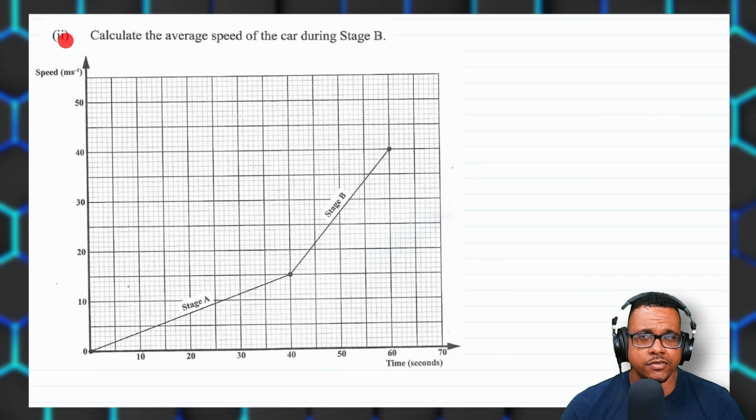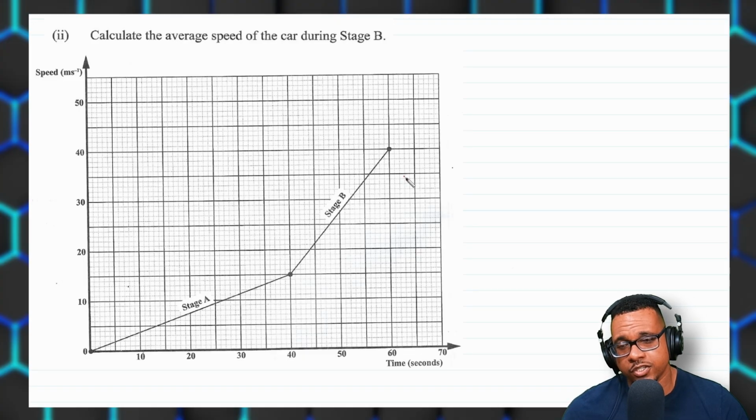So now for part 2 of this question, they want us to calculate the average speed of the car during stage B. So this is stage B here. Now you know average speed will be the total distance over time taken. The time taken is easy because we can read off, we stop at 60 seconds and stage B started at 40 seconds, right? So the difference between 40 and 60 is 20. So your time taken is 20 seconds.